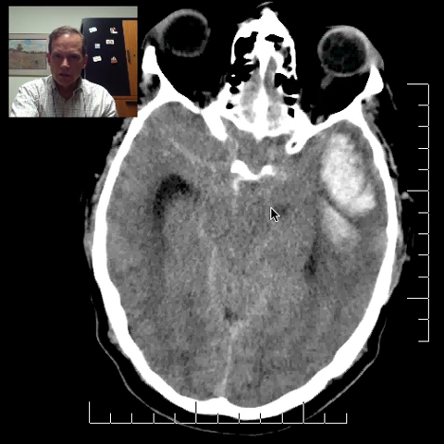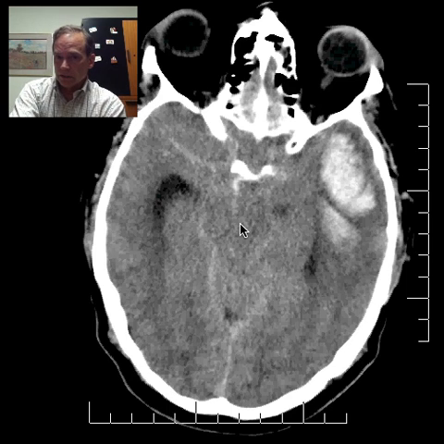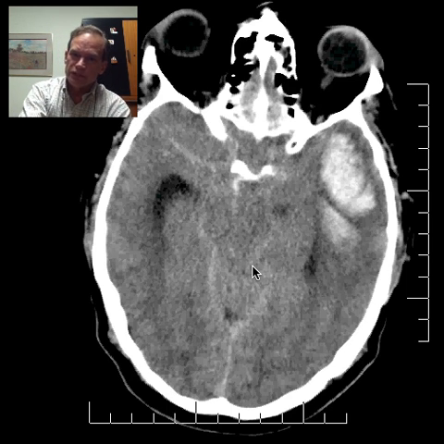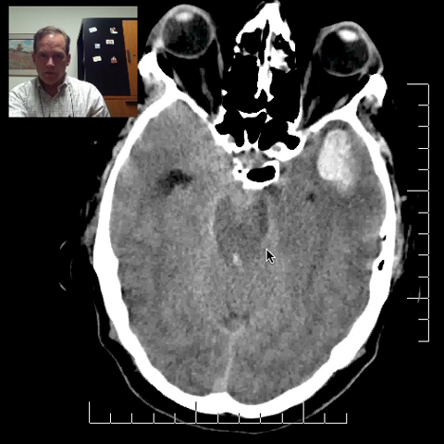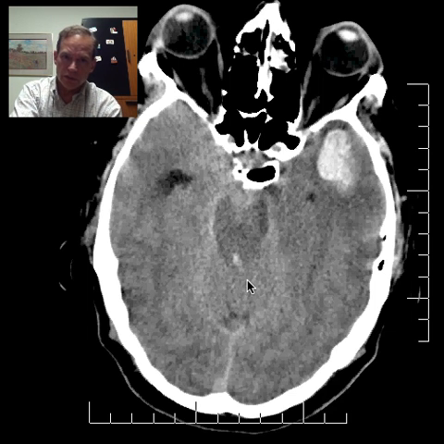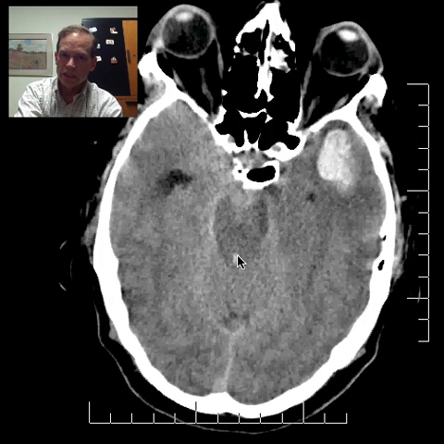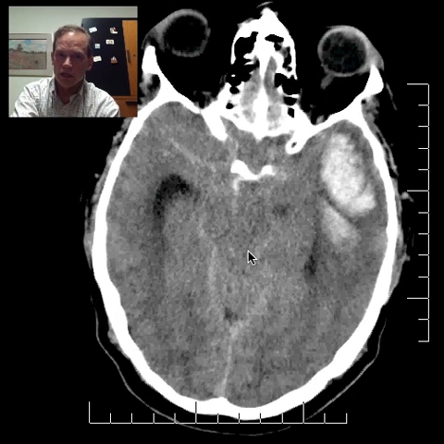And that uncal, U-N-C-A-L, herniation of the medial temporal lobe is causing brainstem compression, specifically at the level of the midbrain and the cerebral peduncles. And there's also a certain degree of downward pressure that together is pushing the midbrain over to the right and also pushing down on the cerebellum, while at the same time this blood in the fourth ventricle is making the cerebellum want to move up.